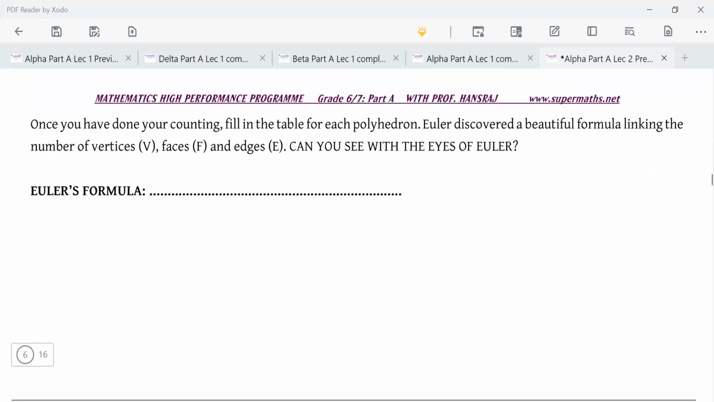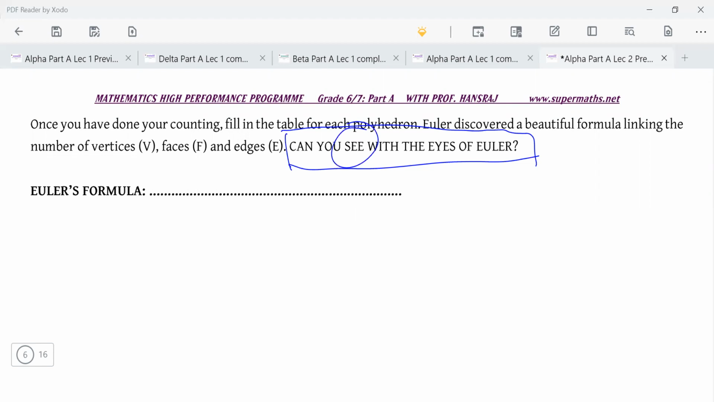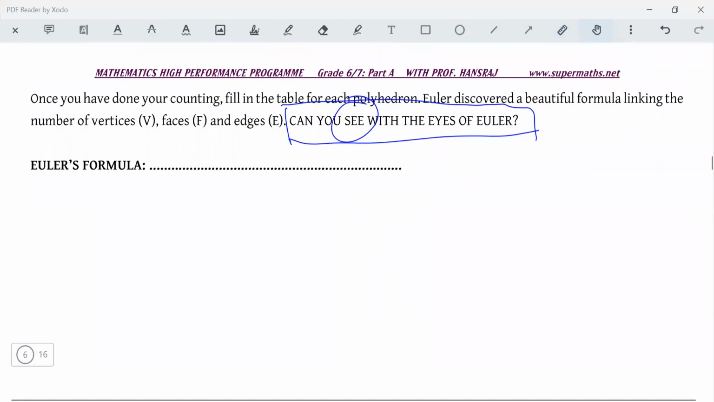Can you see with the eyes of Euler? There's an interesting play on the word see there. Read about Euler and you'll see why the word see is so relevant in the discussion. So now let's go on to another important result.